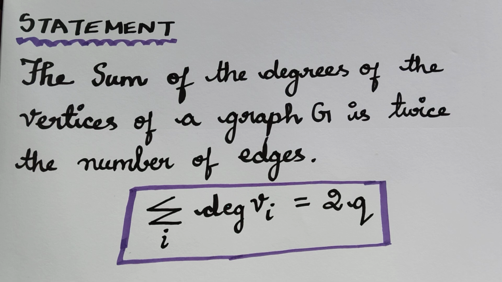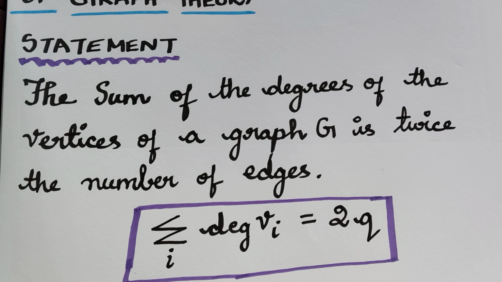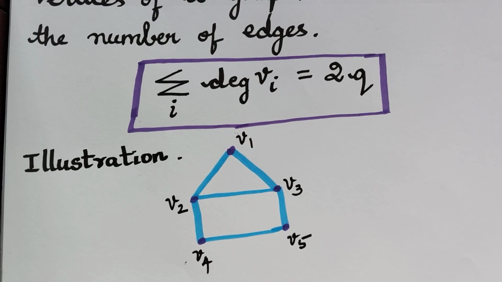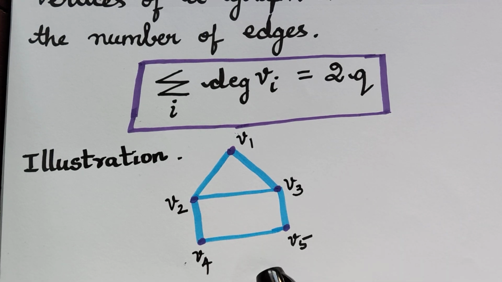So, let us draw a graph for illustration. After the illustration of this statement, we shall move on with the proof of this statement. Now, let us consider this graph. We are going to illustrate this statement with the help of this graph. We shall try to understand this theorem first.